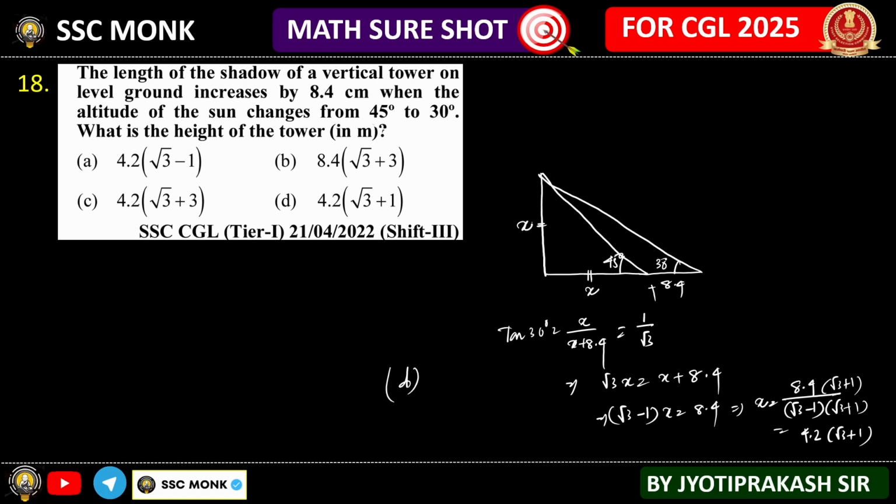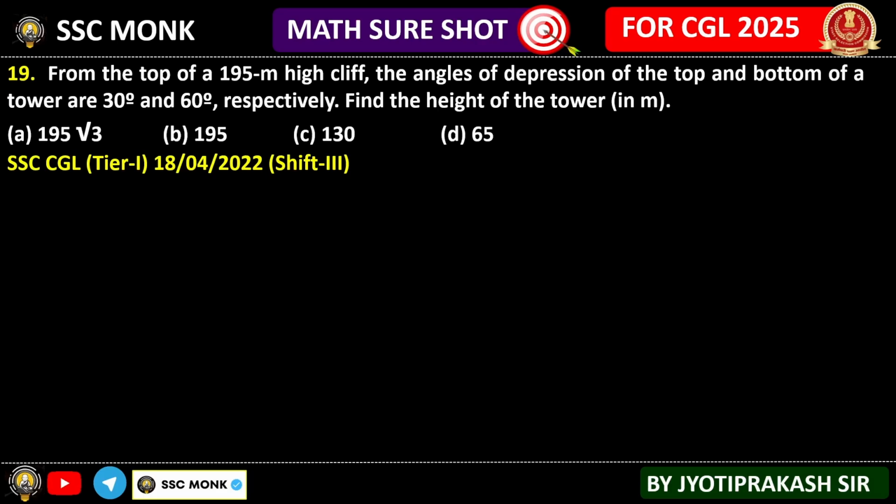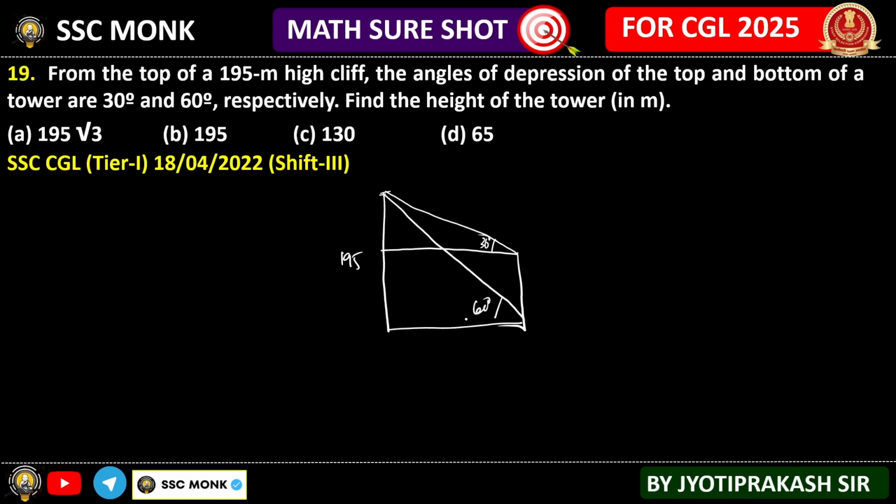Clear, sorted, done. Next. From the top of a 195-meter high cliff, the angle of depression of the top and bottom of the tower is 30 degrees and 60 degrees. Find the height of the tower. Now see, this is a high cliff, 195. This is the distance. Here the tower is. Now see what it is saying. When it is watched from this point, the top is 30 degrees. So this is equal to 30 degrees. Now when it is watched to the bottom, it is 60 degrees. From this you can create a correlation and find the answer.